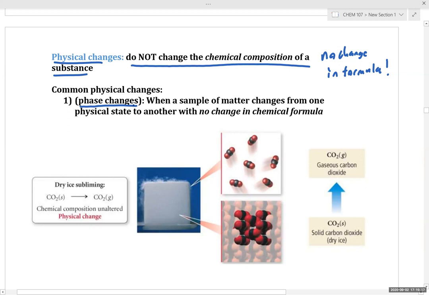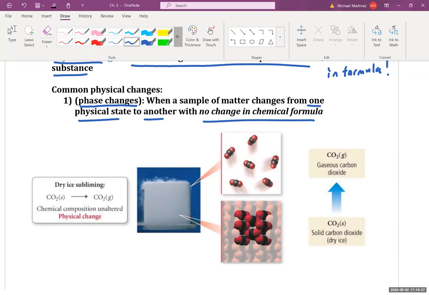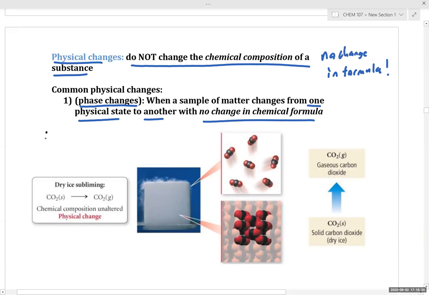Phase changes: when a sample of matter changes from one physical state to another with no change in formula. Common keywords for phase changes are evaporates, that's from liquid to gas, melts, that's going from solid to liquid, and then sublimes, going from solid to gas.